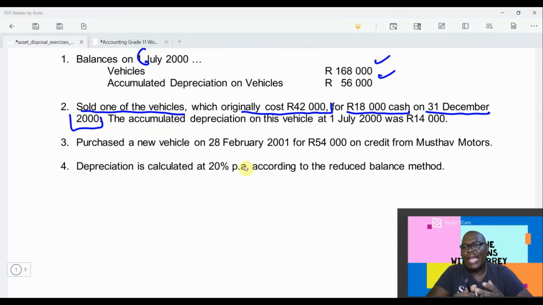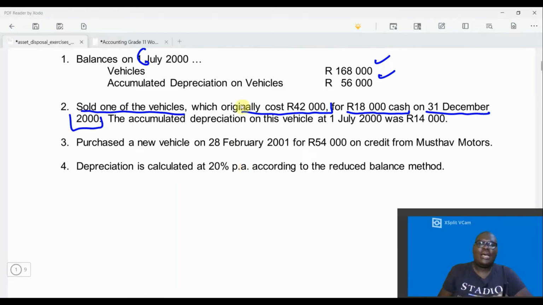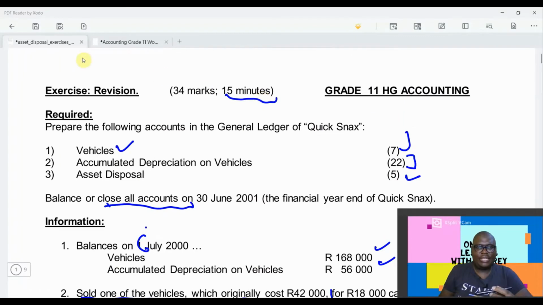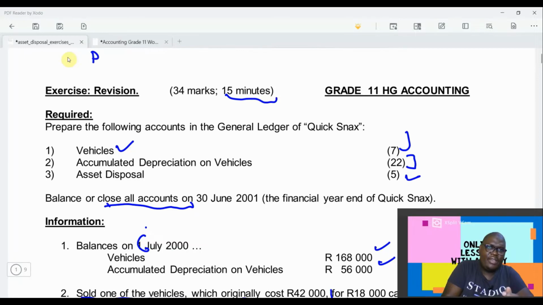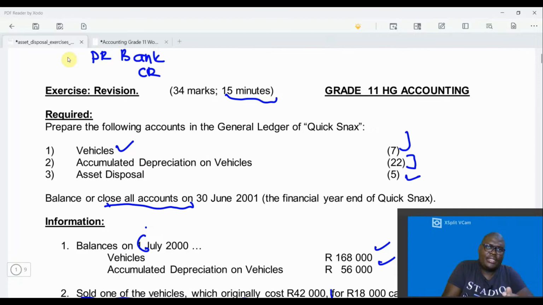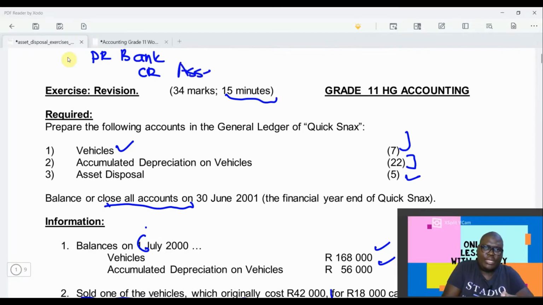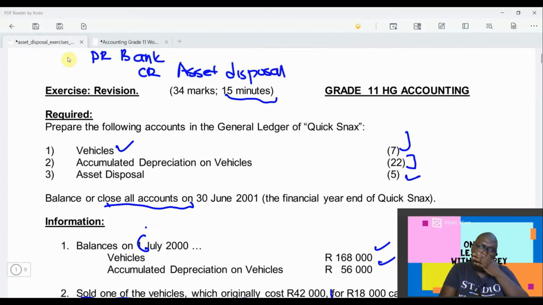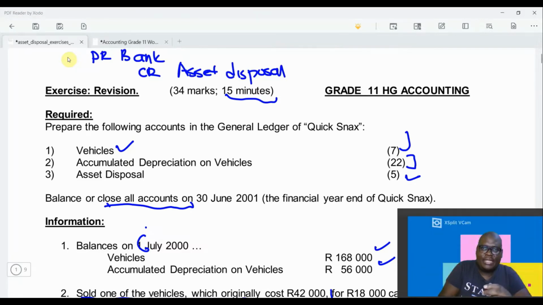Okay, now we are seeing another account that was also affected. They're saying that it was sold for 18,000 cash. So it's fine, we deal with that part. We show also that in this case they will debit bank. The bank has to increase, so we're going to have DR bank, and then credit asset disposal. This means that the bank account will increase because we are receiving 18,000.